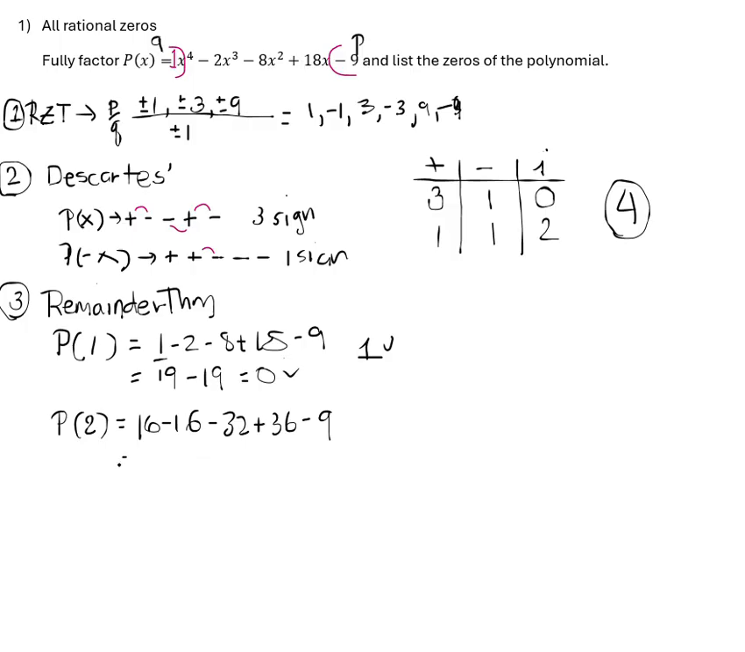So I like to add up my positives. 16 plus 36 is 52. Then I have a negative 16 minus 32 more. That's a negative 48. Minus 9 more is a negative 57. That's going to give me a negative 5. So this is not going to be a root. It is still a point. There's a point at 2, -5, but this will not be a root.